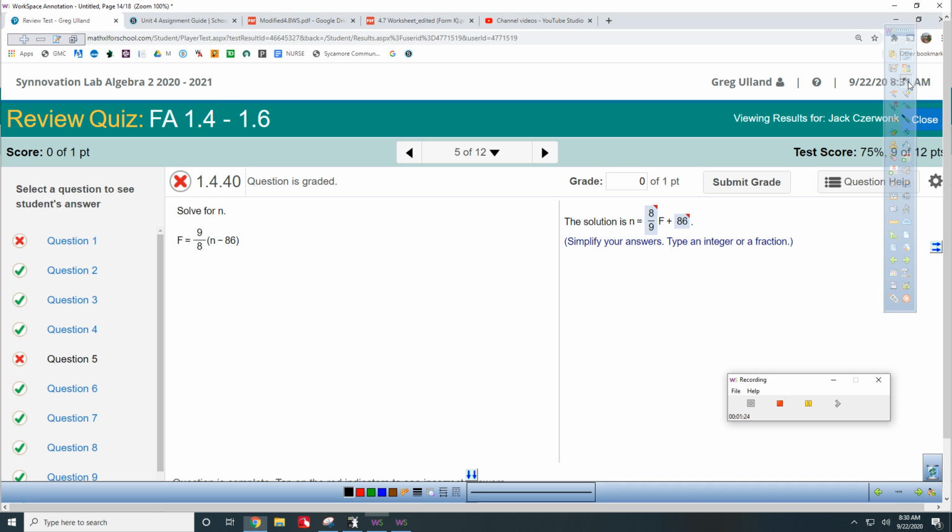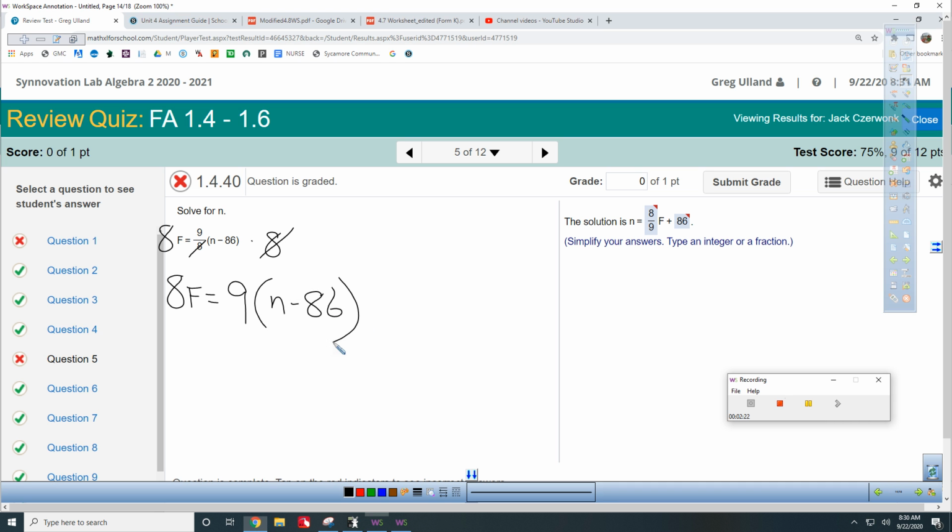N is being multiplied by this and then being subtracted. So I'm going to divide each side by 9/8. But really, when you divide by a fraction, it's easier to just do it one step at a time. So let's do this. Why don't we just multiply both sides by 8? This will cancel with that. But I also have to multiply that side by 8. So now I get 8f is 9 times n minus 86.